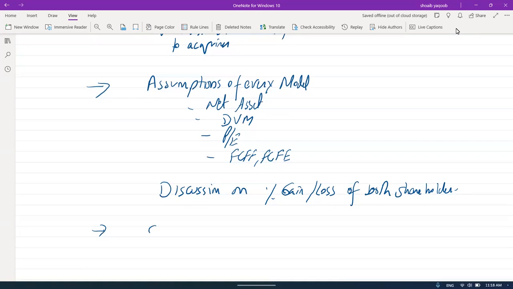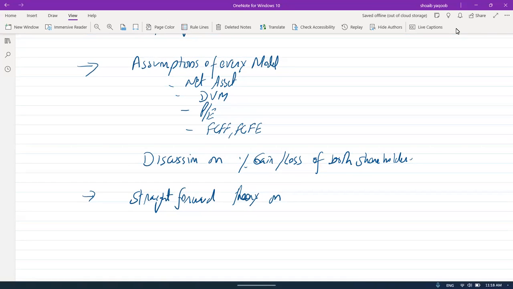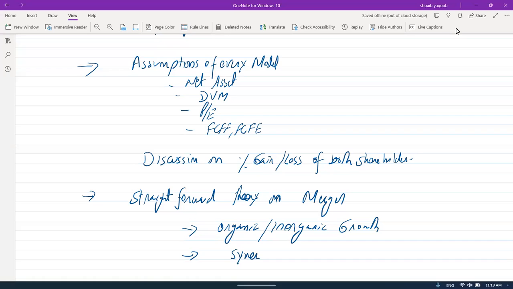Then straightforward theory on merger and acquisition, especially organic and inorganic growth. Very famous topic, synergies, types and discussion. It's very famous.